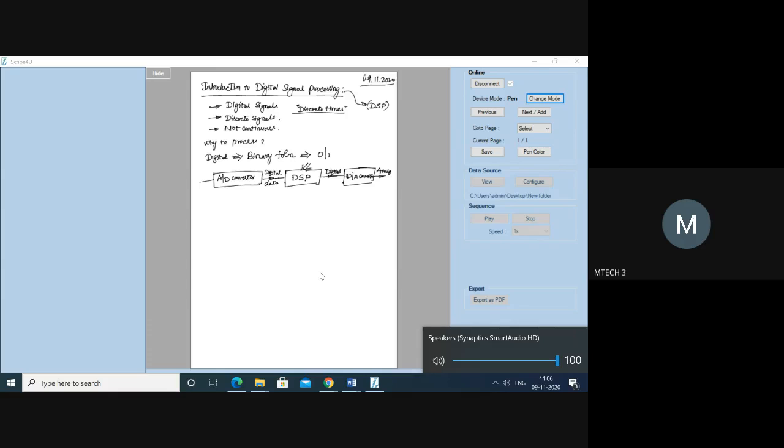Now this DSP is very much required because the majority of the signals are analog in nature. This is very important. Majority of the signals are analog in nature, but it is not possible to process this analog signal directly, because you require digital data. For the purpose of digital data, you need to process the digital signal, hence the requirement of digital signal processing.